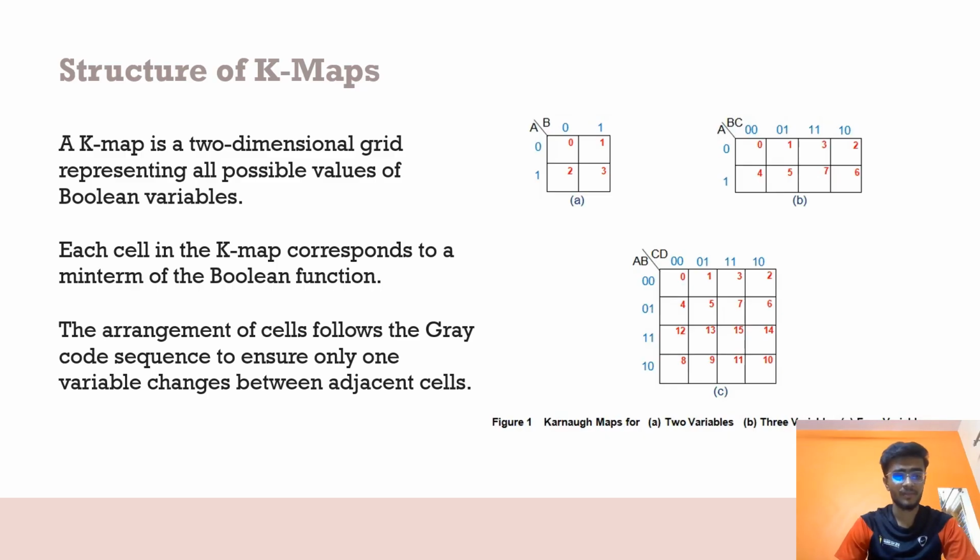Now we have the structure of a K-map. A K-map is a two-dimensional grid representing all possible values of Boolean variables. Each cell in the K-map corresponds to a minterm of the Boolean function. The arrangement of cells follows a Gray code sequence to ensure only one variable changes between adjacent cells. So each cell follows in sequential order so that only one variable is different from the neighboring cell. The numbers won't repeat: if 0 is there, it will be there only once, and if 10 is there, it will be there only once.